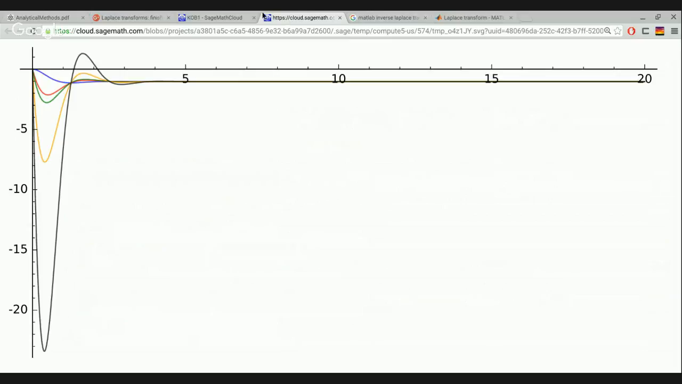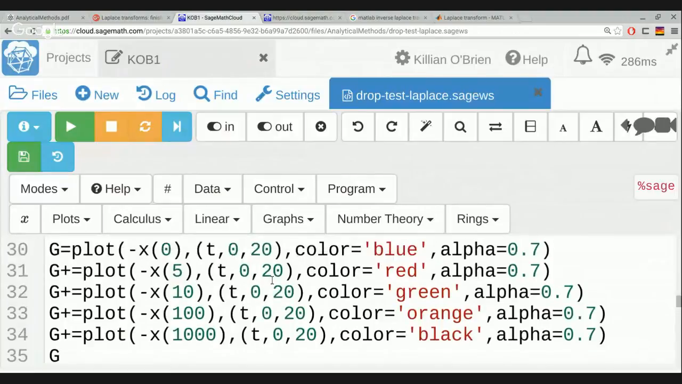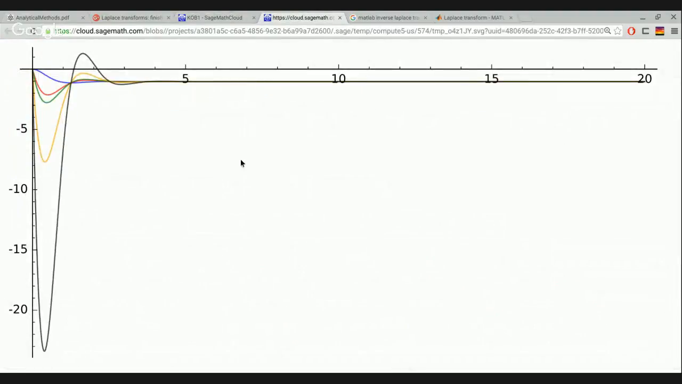So the blue curve was dropping it from a 0 height, then red, then green, then orange. So you can see blue, red, green, orange, dropping it from gradually higher heights produces a bigger squashing at the start, and, well, a bigger bounce as well before the final settling down to the equilibrium position for the mass.